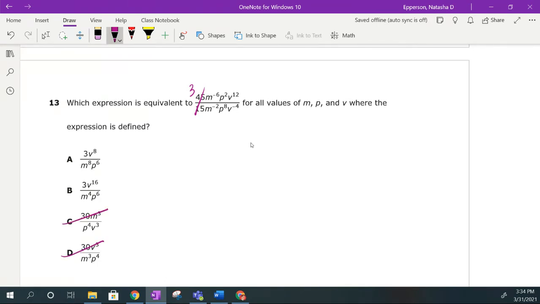Now, I'm going to say m to the negative 6 minus negative 2 becomes plus 2. I'm going to say p to the 2 minus 8. So for m, that's minus 6 plus 2, which gives me m to the negative 4. That means that needs to be m to the 4th on the bottom. B has m to the 4th on the bottom. It has 3 on top. A has m to the 8th, so that's out. By elimination, without even having to go any further, I've eliminated all my answer choices but B.